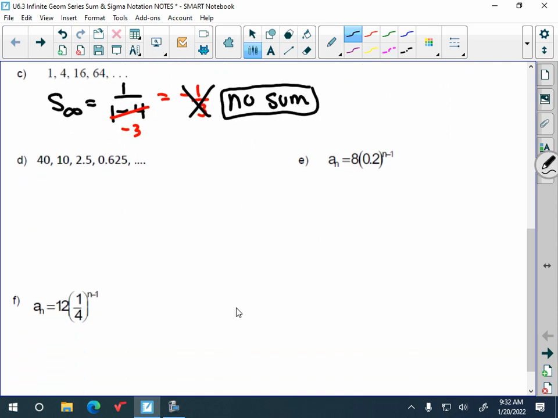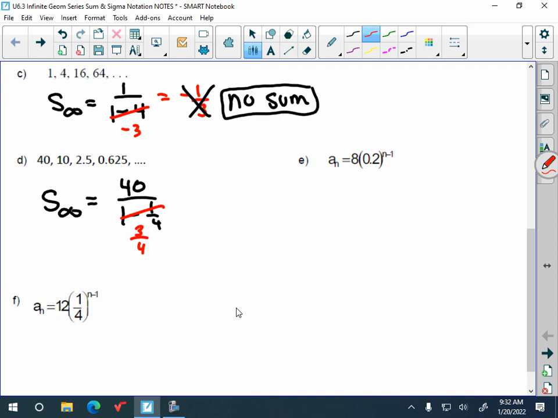All right, D. So this one we do have a sum. So 40 divided by 1 minus r. What's r in this one? 1/4. Good. 1 minus 1/4 is 3/4. 40 divided by 3/4.